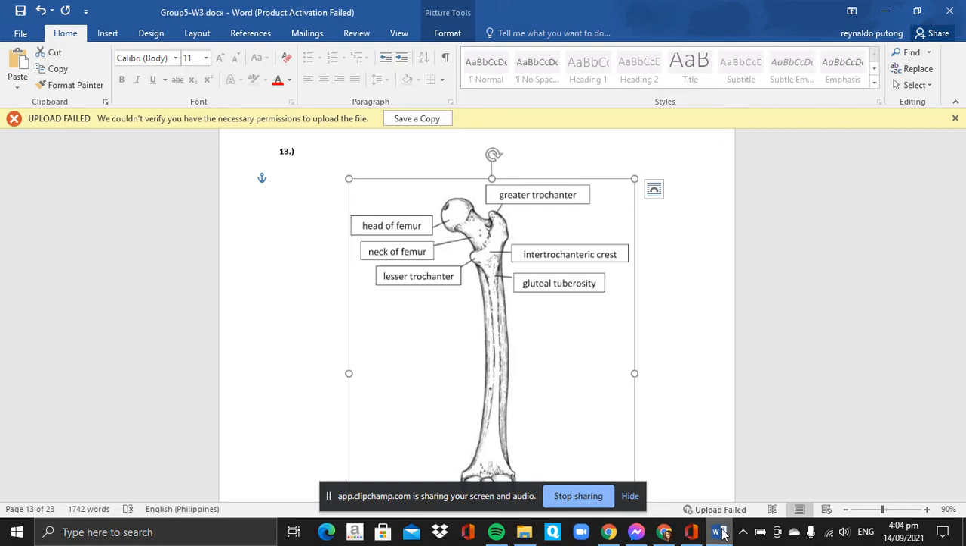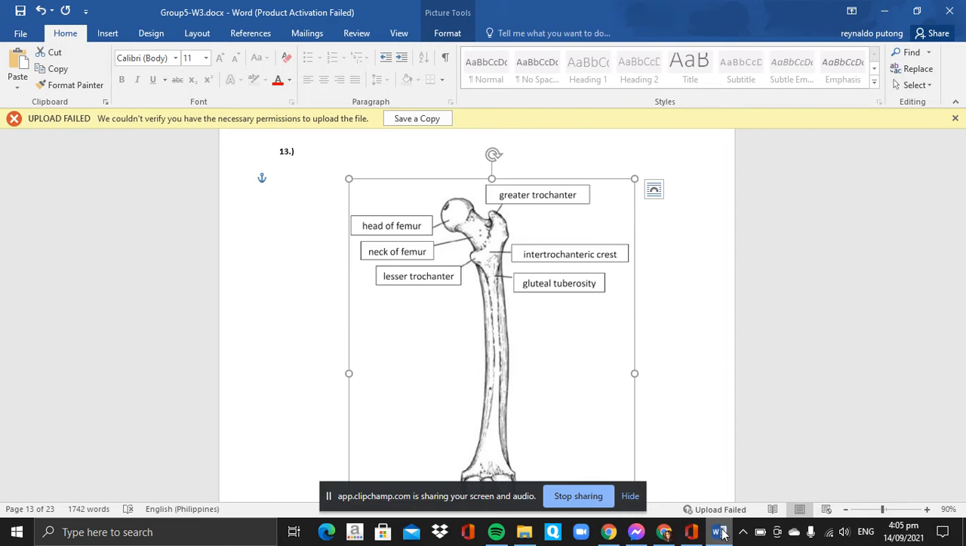So first is the head of femur. It is located at the highest part of the thigh bone and it is supported by the femoral neck. So the femoral head serves as the ball in the hip joint, allowing for a high degree of motion in the hip.